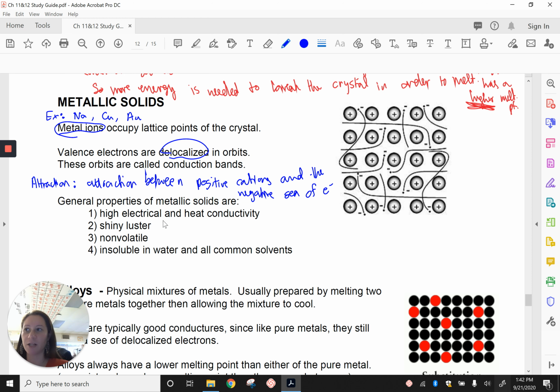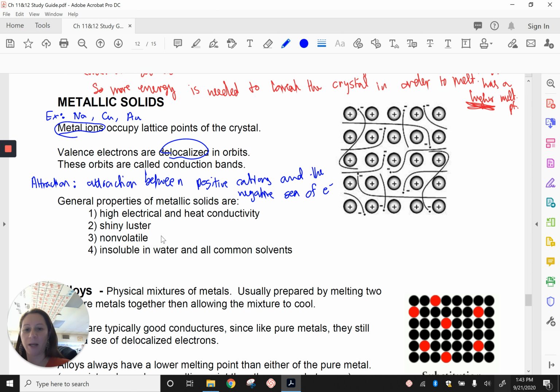They have luster. That's because of the photoelectric effect. So the idea that those electrons absorb energy from light and then they jump up to a high energy level and you lose those electrons, giving off photons of light. They are non-volatile. That's because there is such strong attraction between the positive cations and that sea of electrons, and so they are non-volatile. They're solid at room temperature except for mercury. It's the only metal that is a liquid at room temperature.